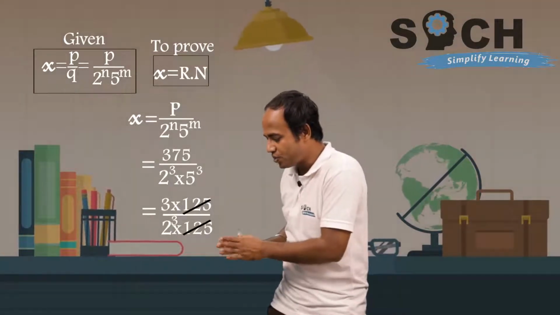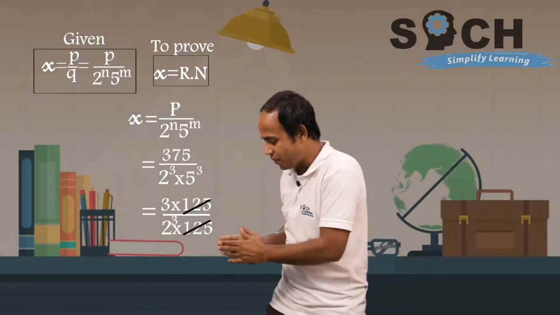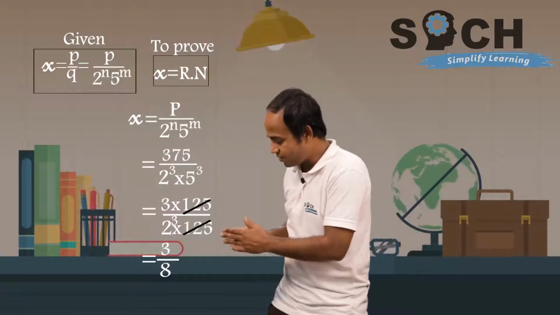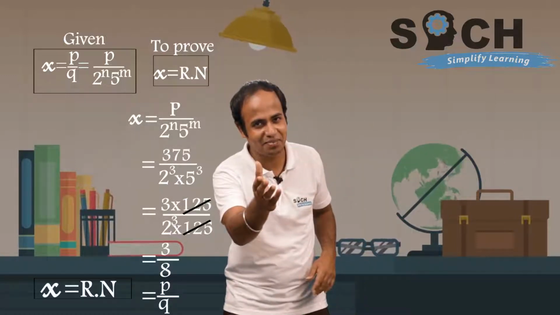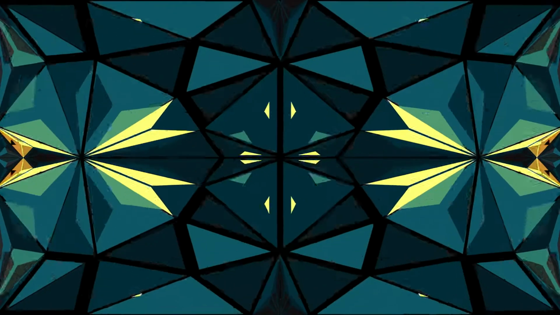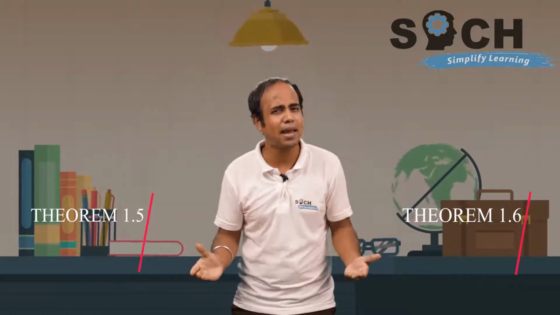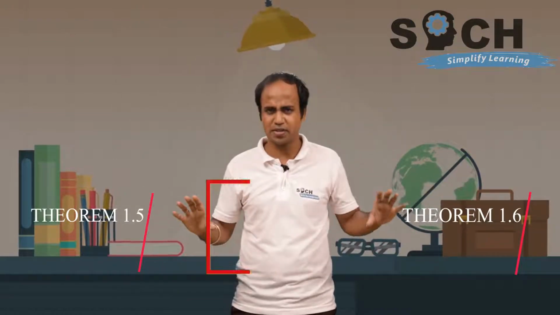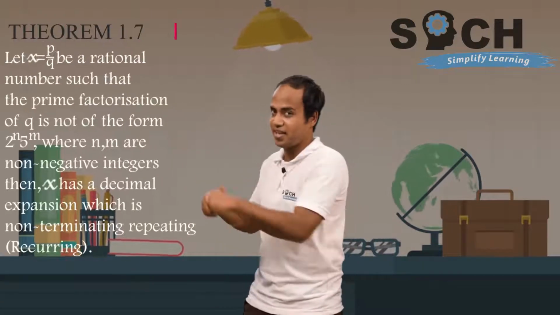What we are left with is 3 upon 2 raised to 3. That is 3 upon 8. Right? And this 3 upon 8 is what? P by Q, which is nothing but the rational number, that is Rn. So we have seen theorem 1.5 and 1.6 in a very simple manner. We have simplified it into 2 boxes, right? Now let me simplify in a similar fashion theorem 1.7.